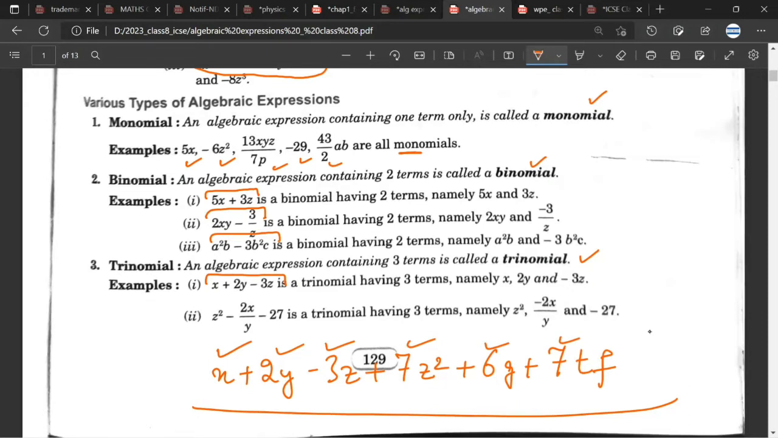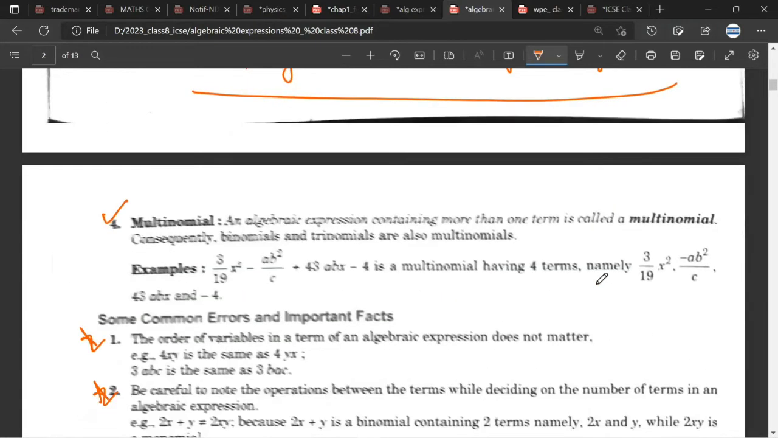So after 3 terms, they don't give any special name. All they say is that this type of expression would be called a multinomial. Any doubt in there? So an algebraic expression which has more than 3 terms is called a multinomial. Polynomial? So polynomial is something different. Are we clear till here?